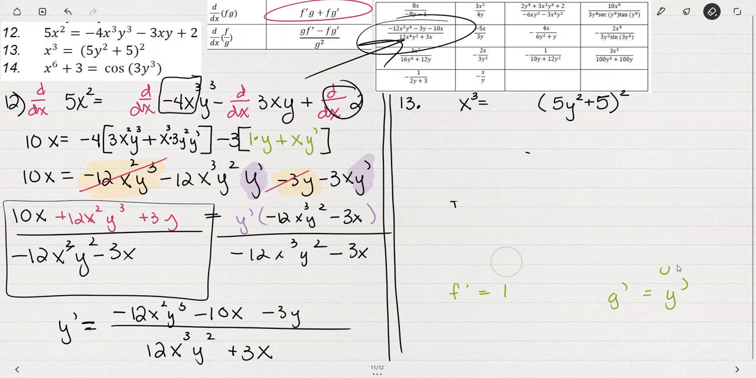Let's do this next example here on the same page. When I do the derivative with respect to x of each term, the derivative of x cubed, that'll be easy. It's just 3x squared. The derivative of 5y squared plus 5 quantity squared is going to be a little bit different because I've got to first chain the squared term, but then I've got to go back and be mindful of chaining the y. So it's going to look like this.